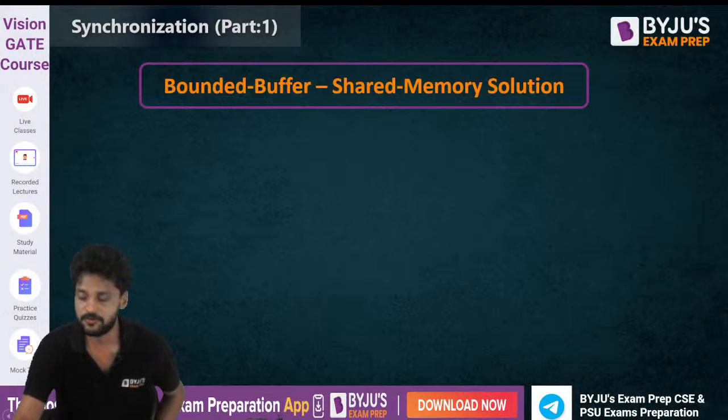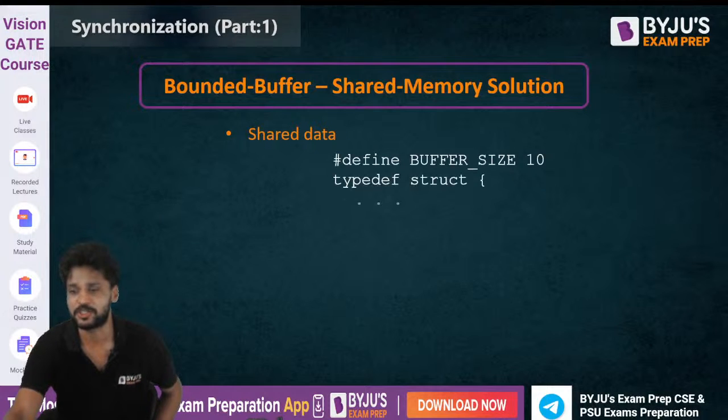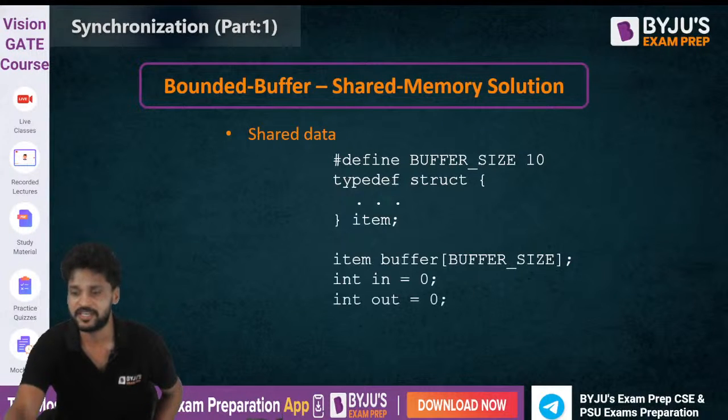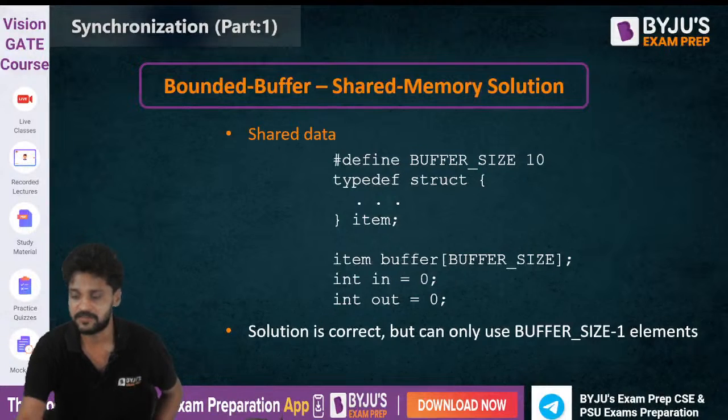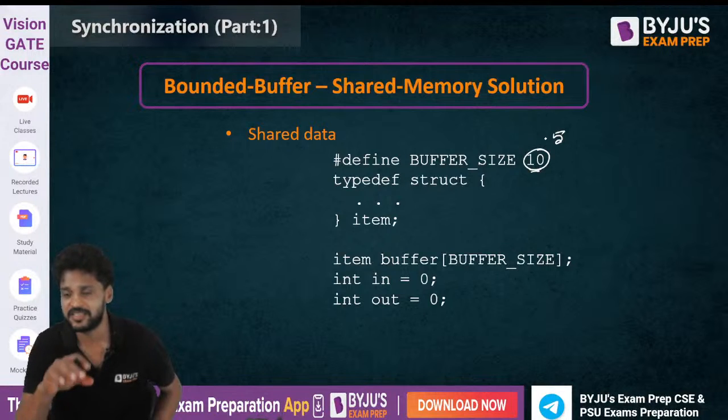What we are going to do is use one common data structure. I'll show you the data structure here. Understand carefully. Here I'm going to define a macro. The macro is the buffer size. The buffer size is equal to 10, but I will restrict this buffer size to 5 to make things simple. I'm using a buffer size equal to 5.